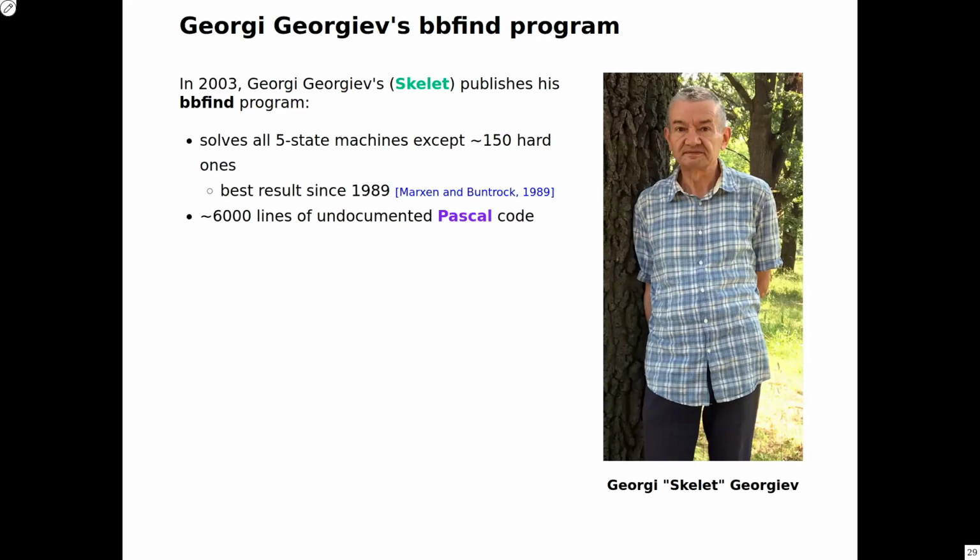The issue is that it's still available online, we post it on our website also. It consists of around 6,000 lines of uncommented Pascal. And so that comes with concerns about the correctness, because how sure can you be that there were no bugs, etc.? Importantly, it failed to find a better machine.